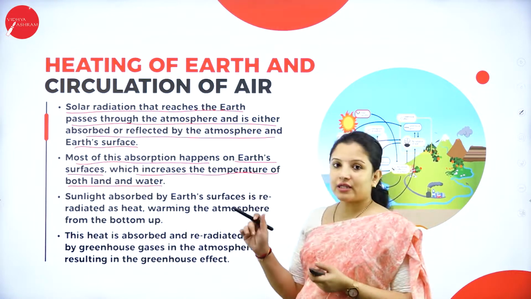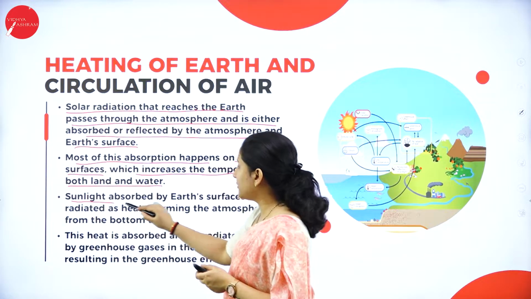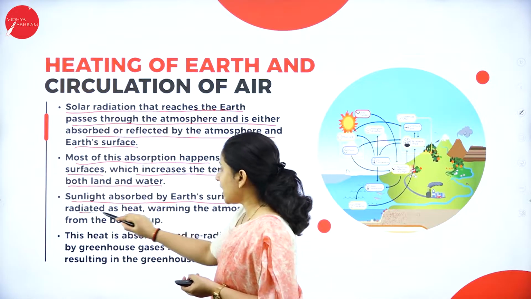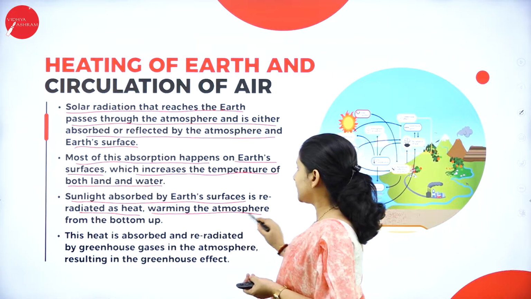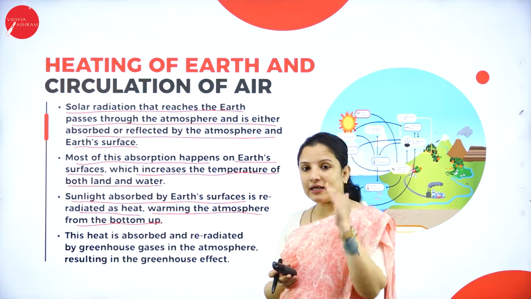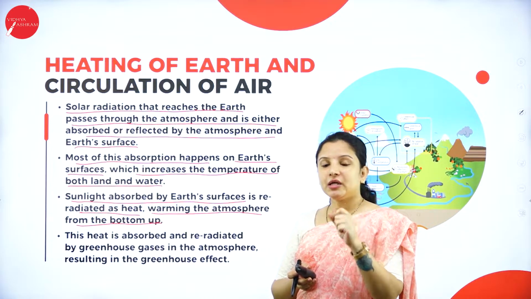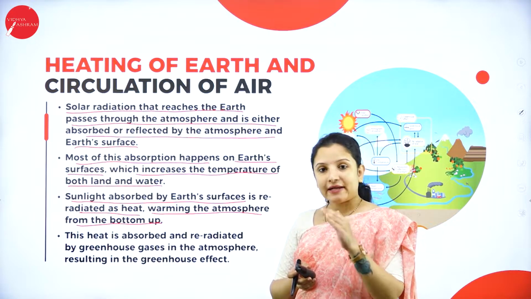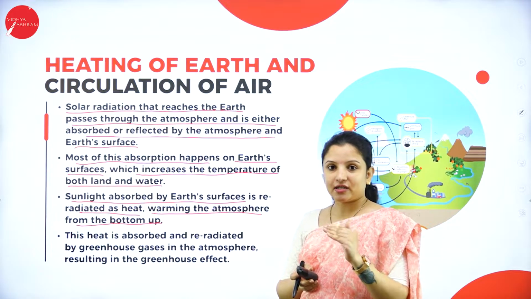So now we know that the surface of the earth absorbs the heat. So sunlight absorbed by the earth's surface is re-radiated as heat, and this re-radiated heat will warm up the atmosphere from the bottom up. So here what did we know? That the sun's radiation that enters into the earth will be absorbed. A part of the heat will be absorbed by the land, that is the earth's surface, that is by the water and the land that is there in the earth, right?